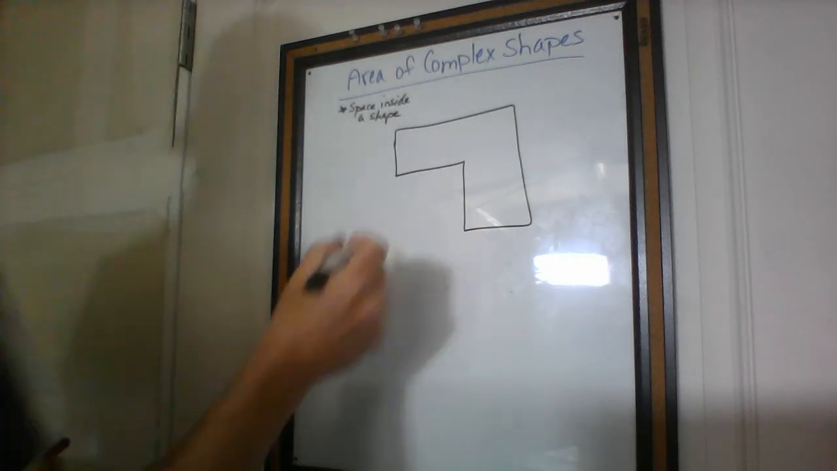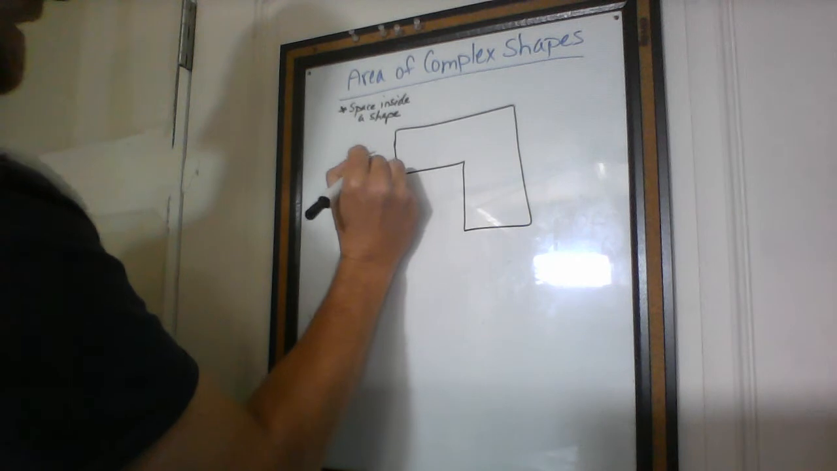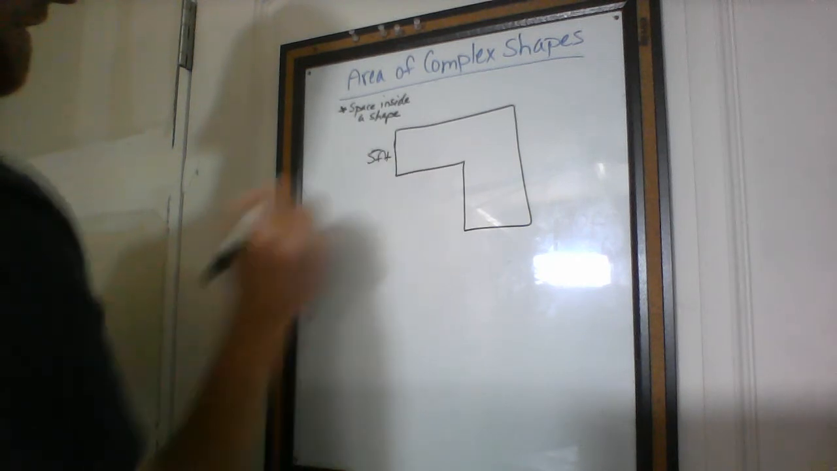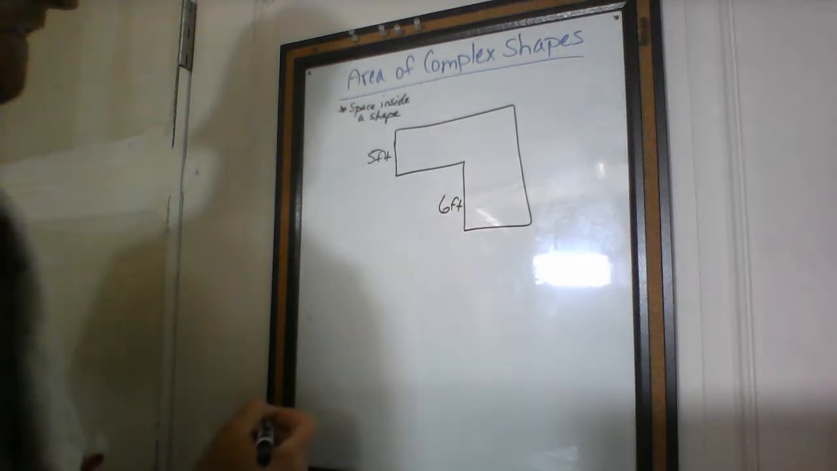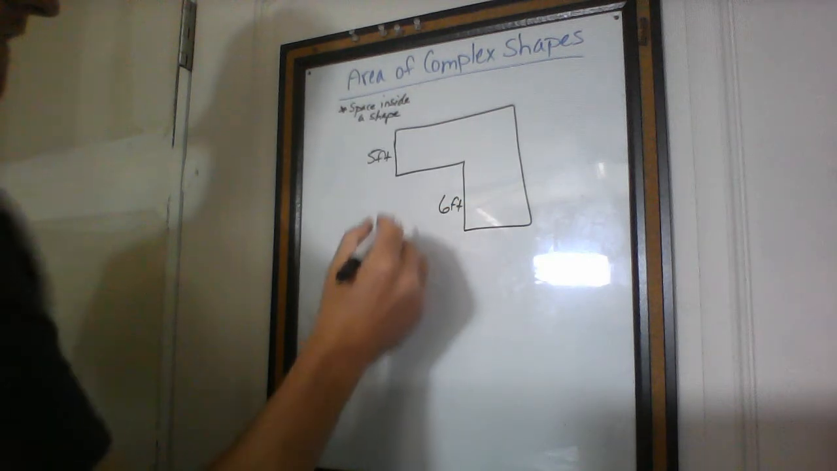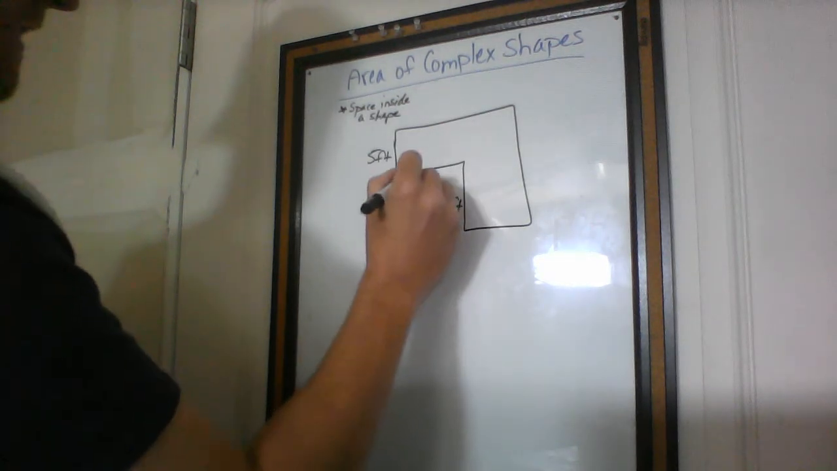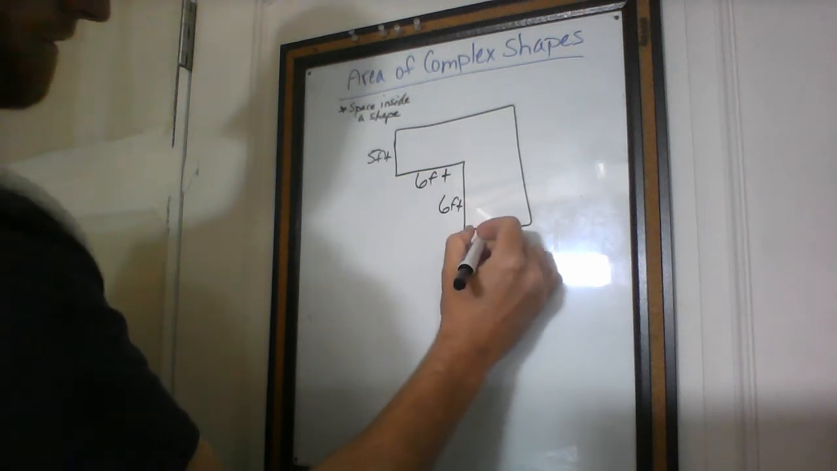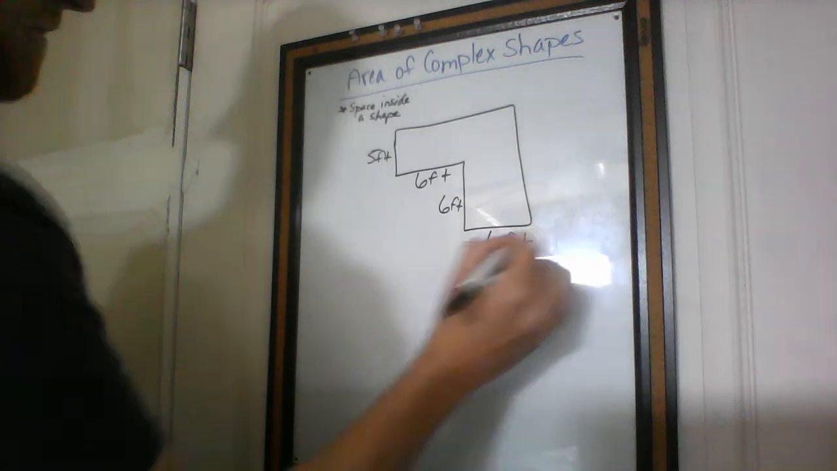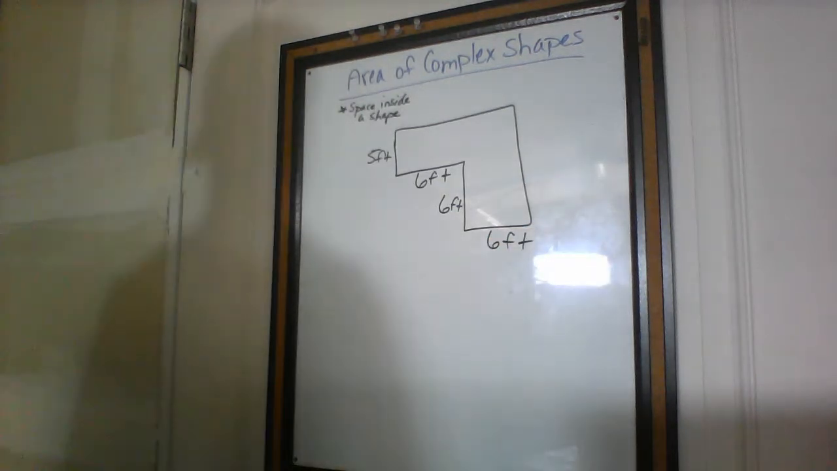Okay, let's label this one as 5 feet, and we'll label this part as 6 feet. And now let's give this one, looks like another 6 feet, and this one we'll go at 6 feet again. We'll just use lots of the 6 feet on this one.